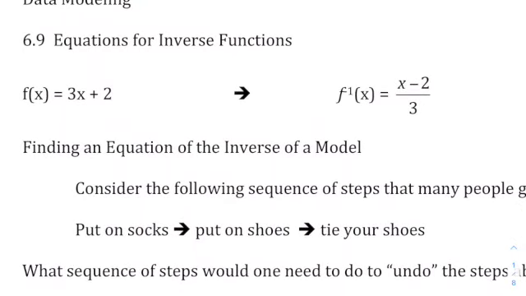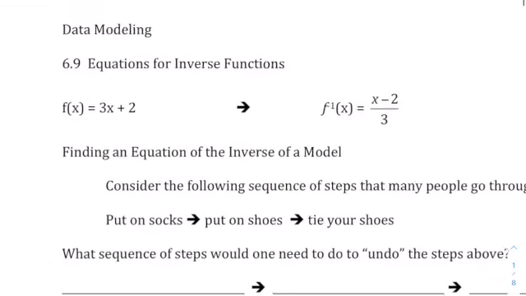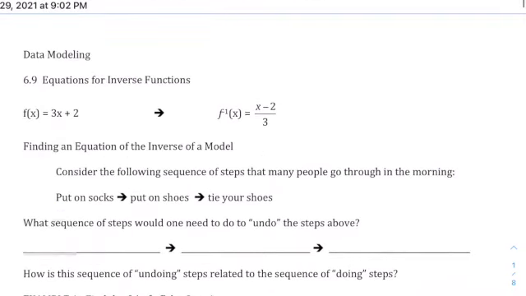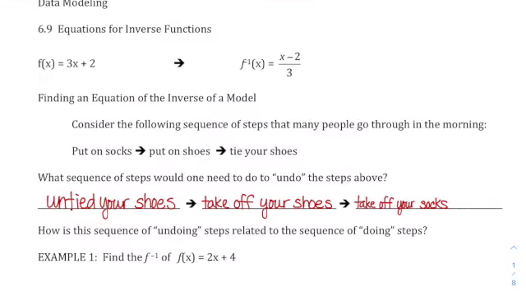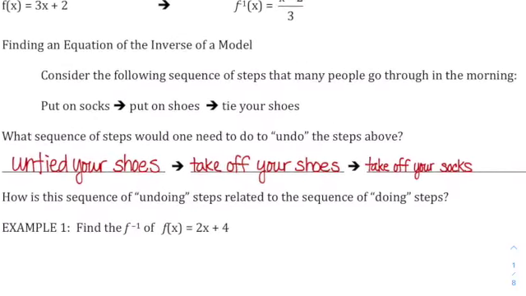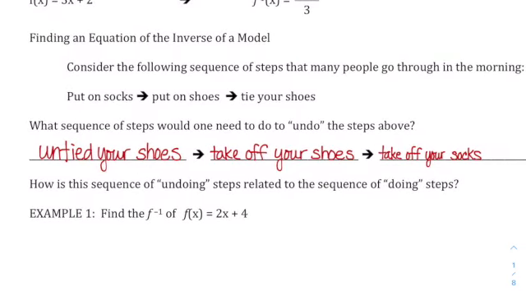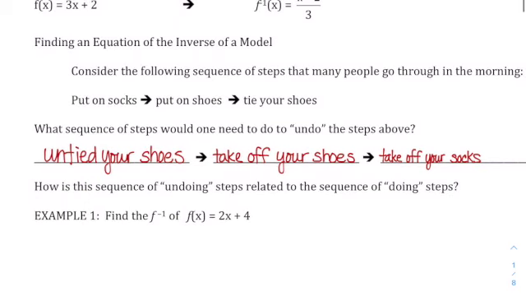Finding an equation of an inverse of a model, you need to think about it this way. Consider the following sequence of steps that many people go through in the morning. You put on socks, then you put on shoes, and you tie your shoes. What sequence of steps would one need to do to undo those steps? The steps you take to undo the steps above is untie your shoes, take off your shoes, and take off your socks. How is this sequence of undoing steps related to the sequence of doing steps?